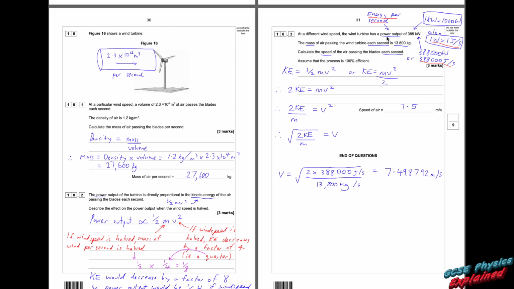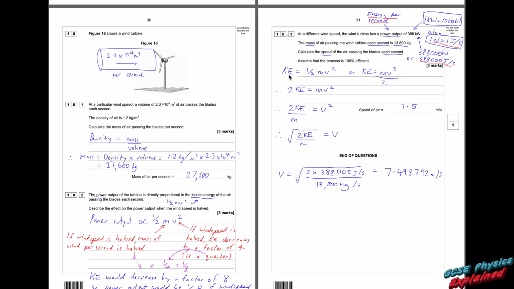Now remember, the power output, the power is energy per second. So if they're saying it's 388 kilowatts, well remember that's 388,000 watts, but it also means it's 388,000 joules per second. Now that is very, very important. So we are trying to calculate the speed per second. So now that we know that everything is in per second, we can just pop the numbers in.